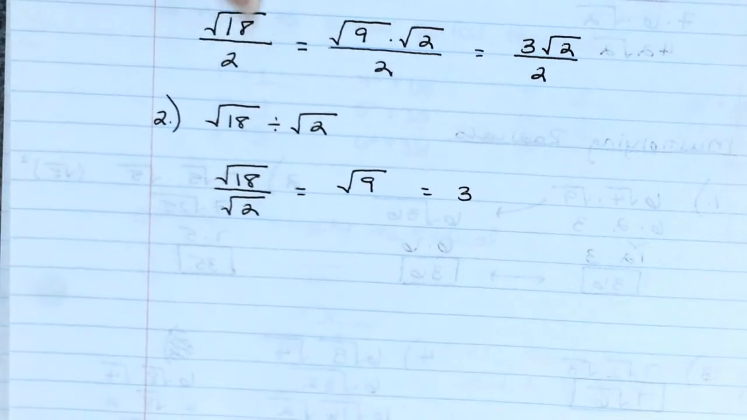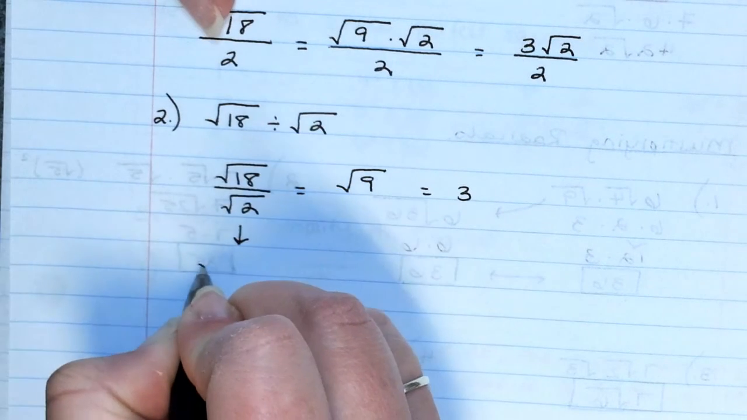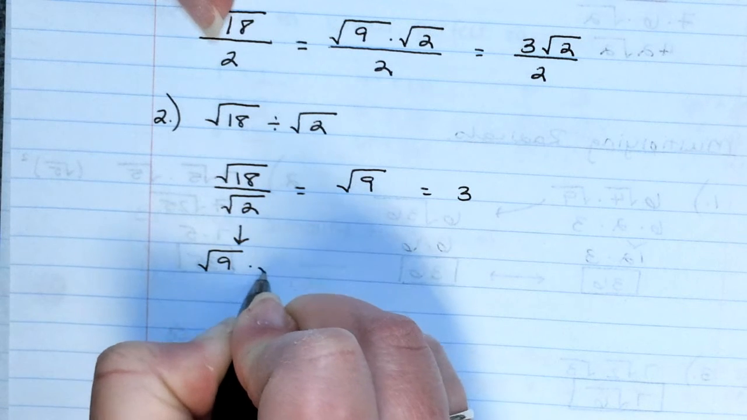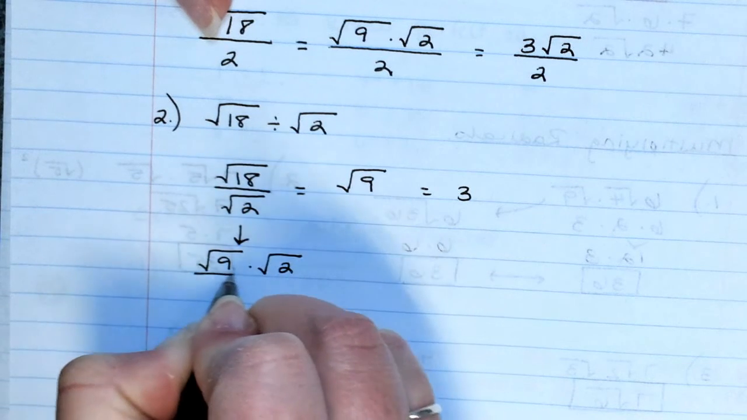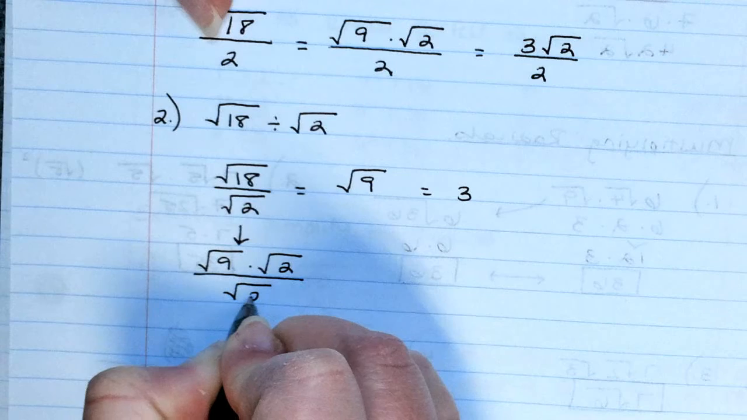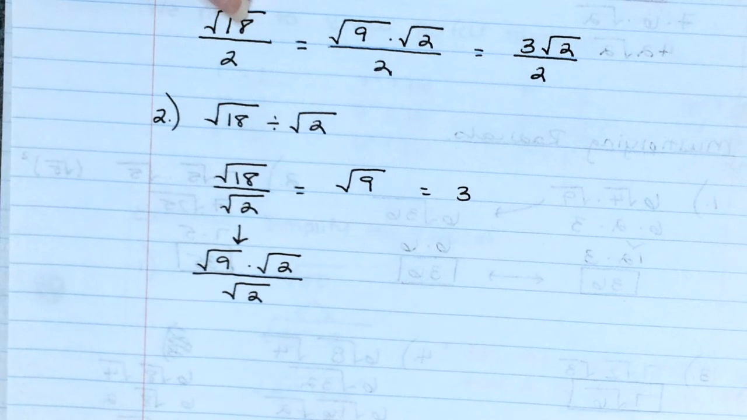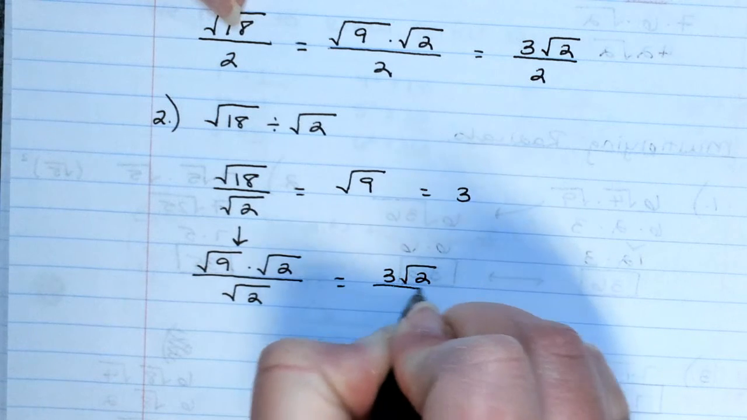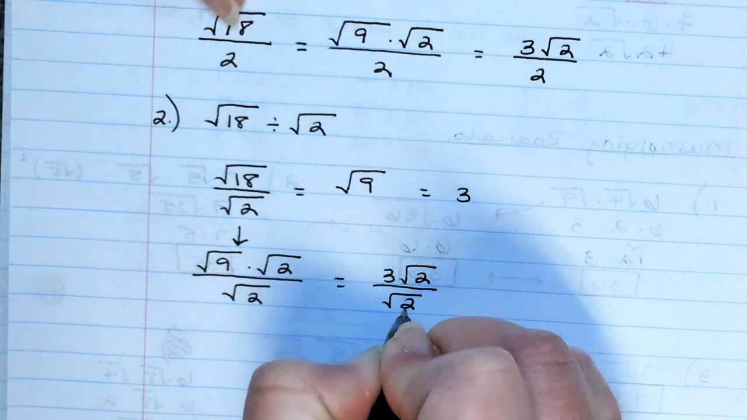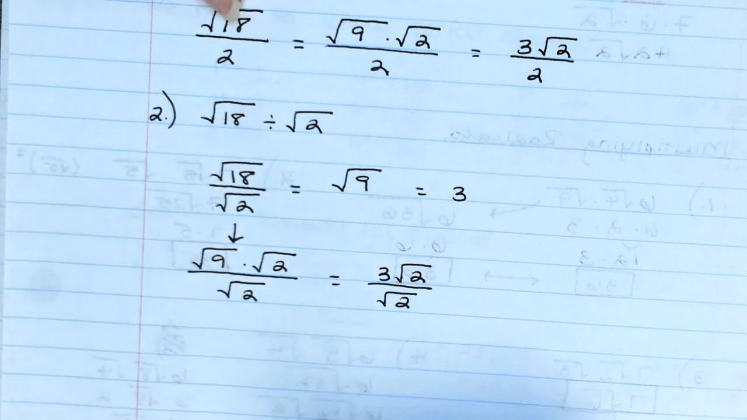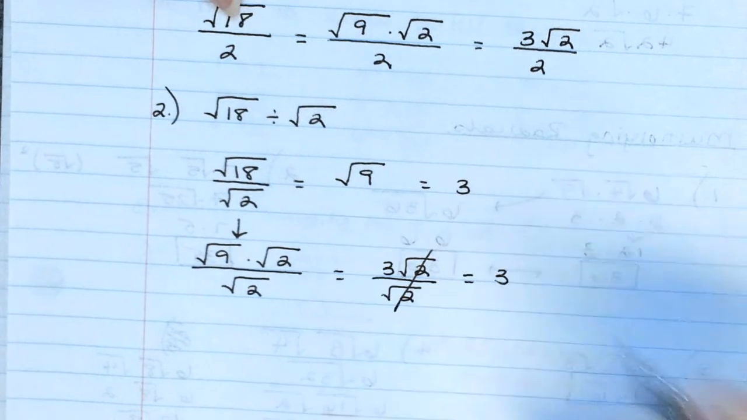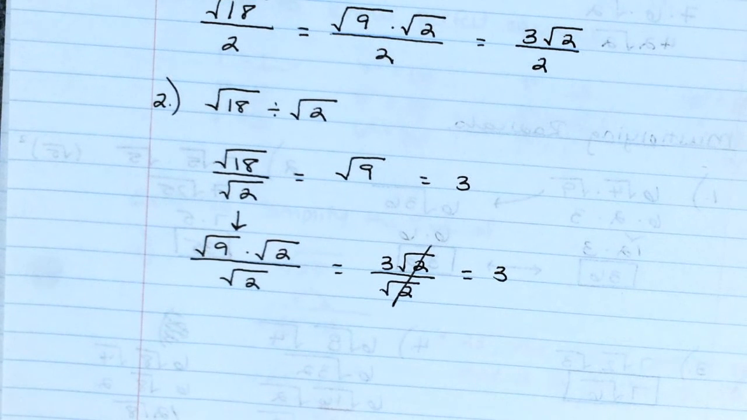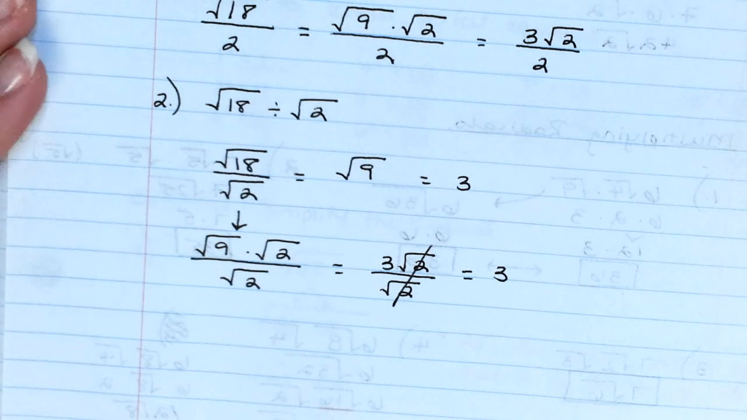Now, if you went about it the roundabout way, so if we said, yes, this is the square root of 9 times the square root of 2 over the square root of 2, we would have said the square root of 9 is 3. We would have 3 square roots of 2 over the square root of 2. What's something over itself? 1. We would have still got 3. So you can do it either way. It does not matter. Does that make sense?